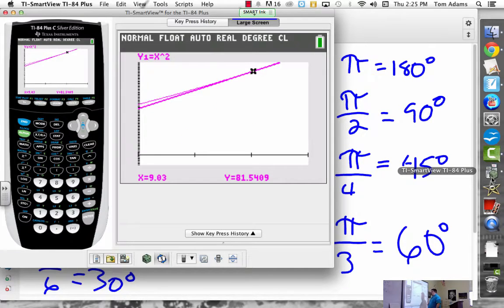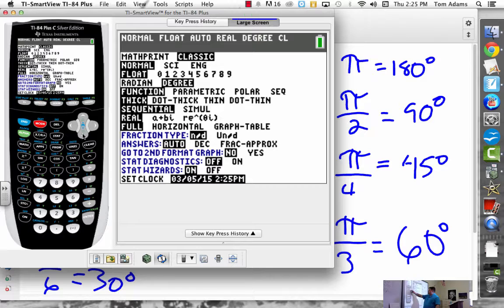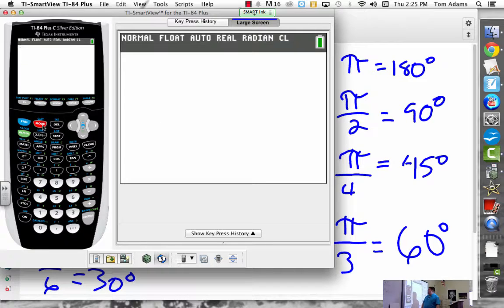Alright, let's double check real quick. I want to make sure I'm in radian mode. Alright, I'm in radian mode. I want sine of pi divided by 3. That's going to give me a decimal. Does anybody remember off the top of their head what root 3 over 2 is? It's 0.866, right? You guys memorize that?